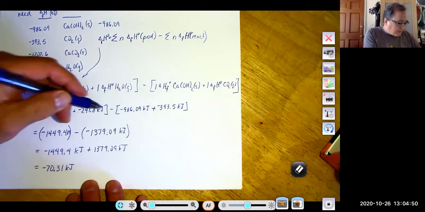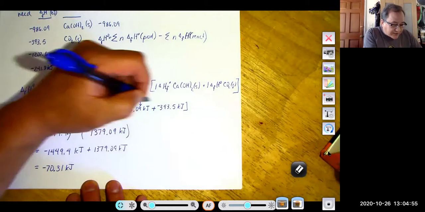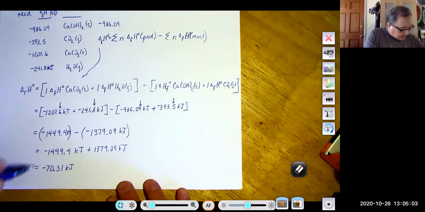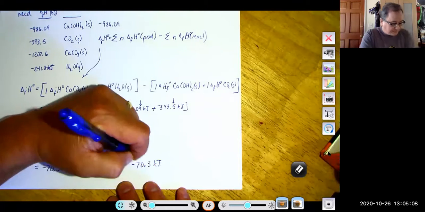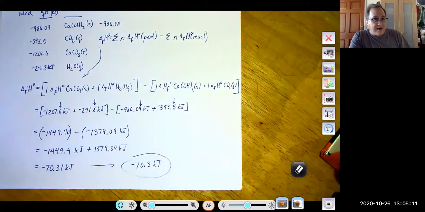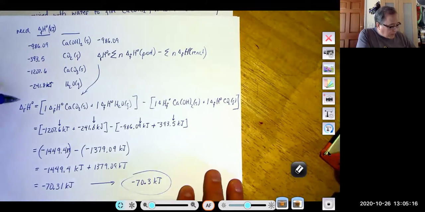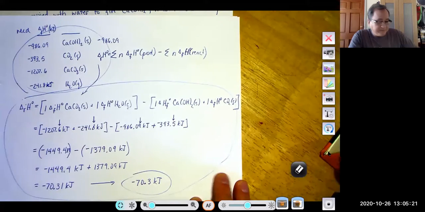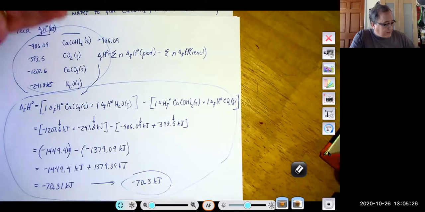And going through all of this, this is good to the 10th, this is good to the 10th, this is good to the 100th, this is good to the 10th. Since I'm just adding and subtracting all of these, I'm going to use the one that's the least precise, which is the 10th. So my real answer is negative 70.3 kilojoules. Any questions about how I did that? This is the kind of work I would expect to see on your exam. Step by step, a nice list of the enthalpies.